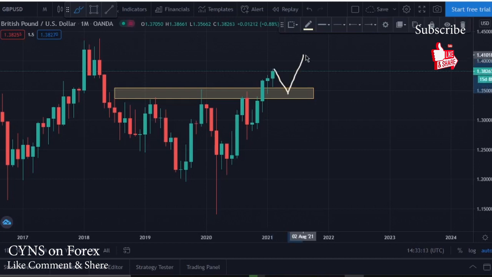So at that moment this level is acting as nice strong support. We can expect the market to go and retest this area before creating a possible continuation to the upside. At that moment this previous resistance should act as strong support before price moves to the upside.